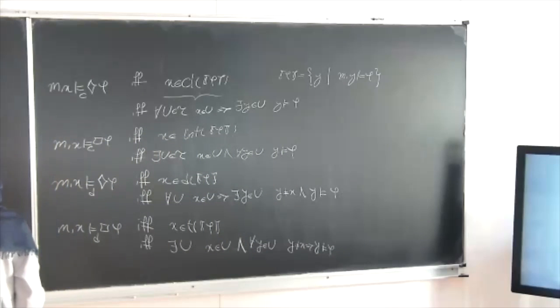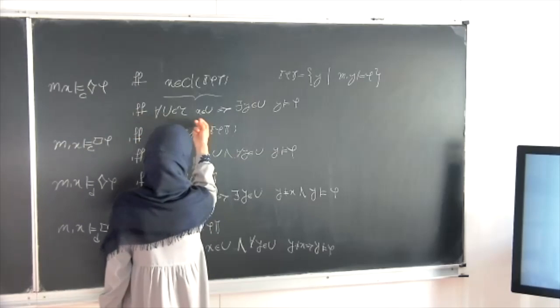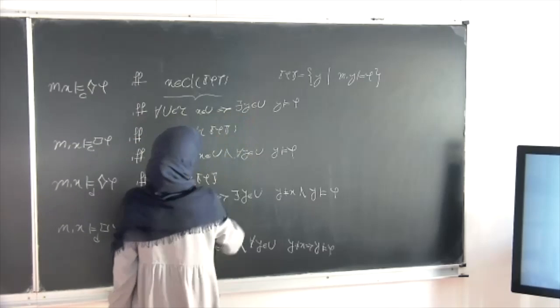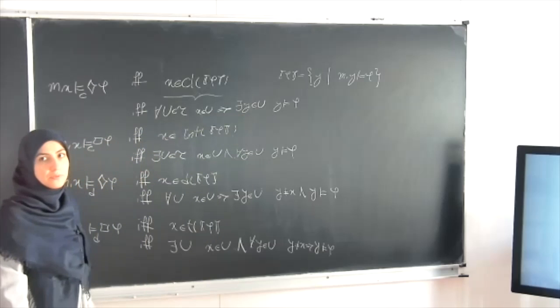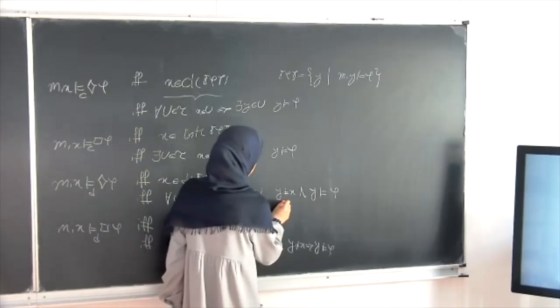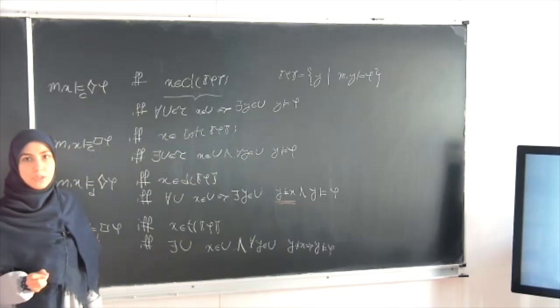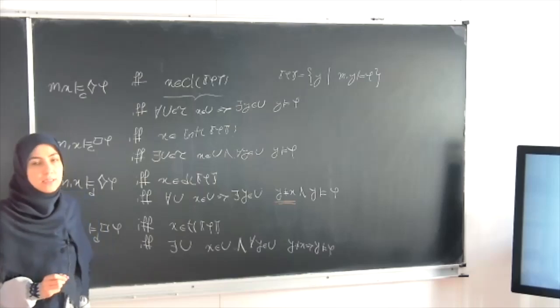So you can see the difference between c-semantics and d-semantics. In c-semantics, for example for diamond, we just need to have one point in a neighborhood of x where phi is true, but in d-semantics, we need that this point is not equal to x. So the main difference between these two semantics is that.